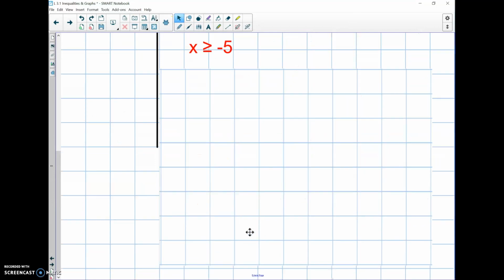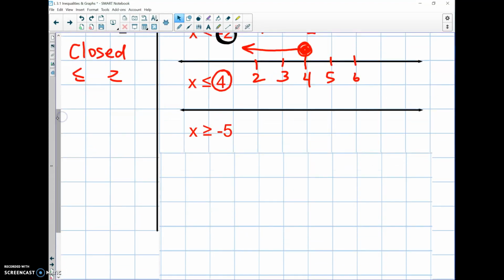So try the next one. x is greater than or equal to -5. Pause it, write your answer, and then check.